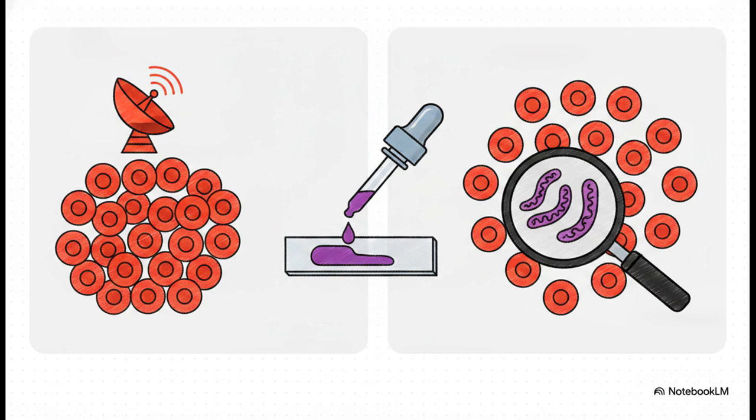You use it to look at the specific morphology so you can achieve exact speciation. And for both of these, the preferred Romanowsky stain is Giemsa at a very specific pH of 7.2.